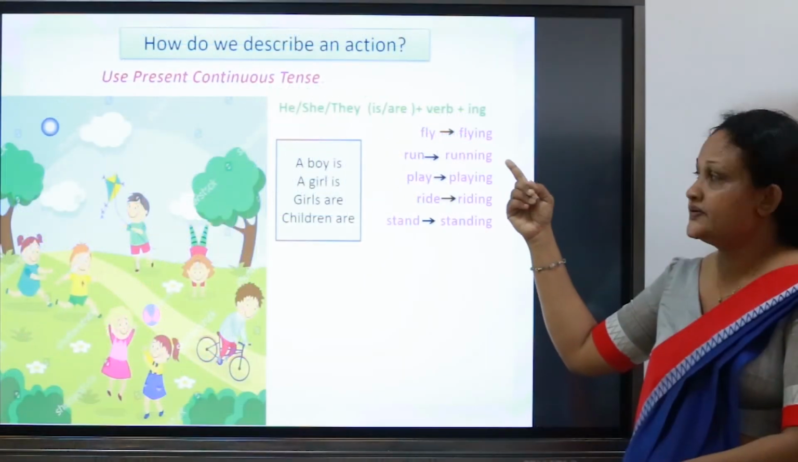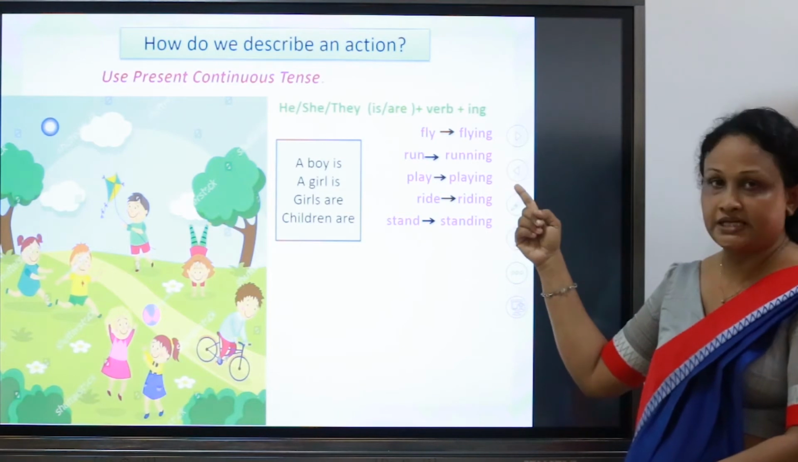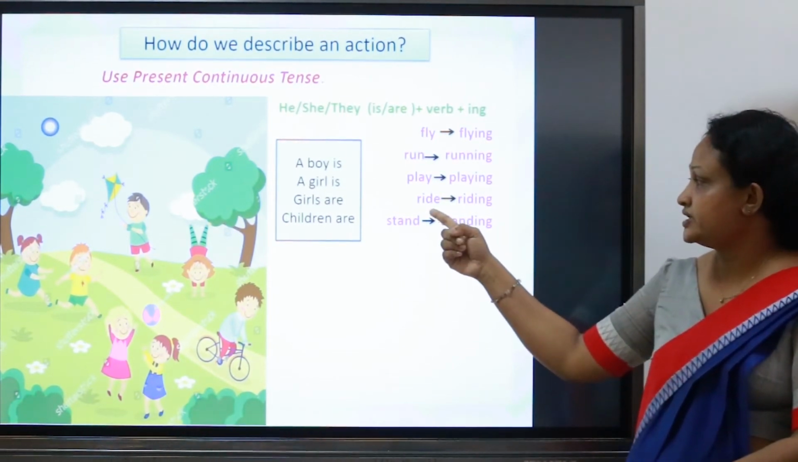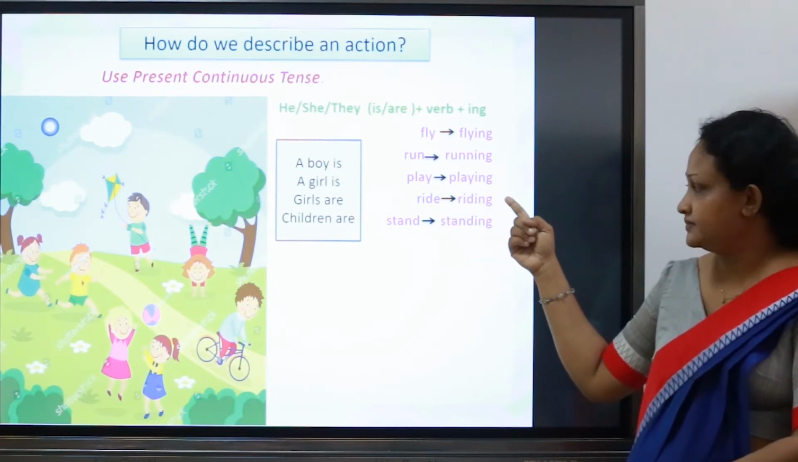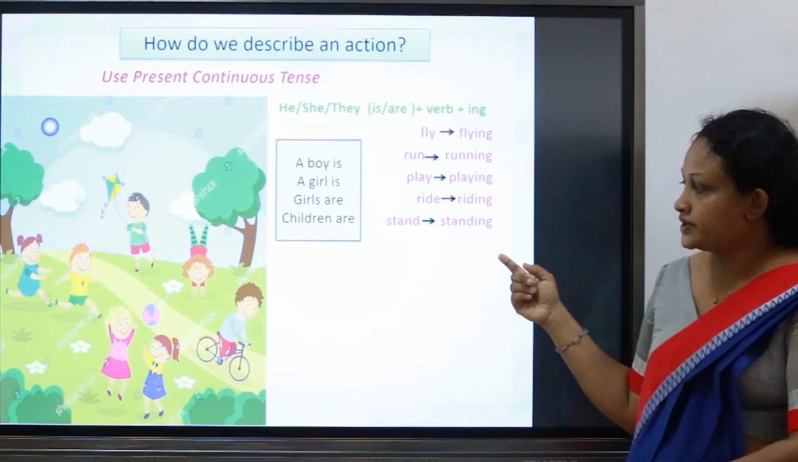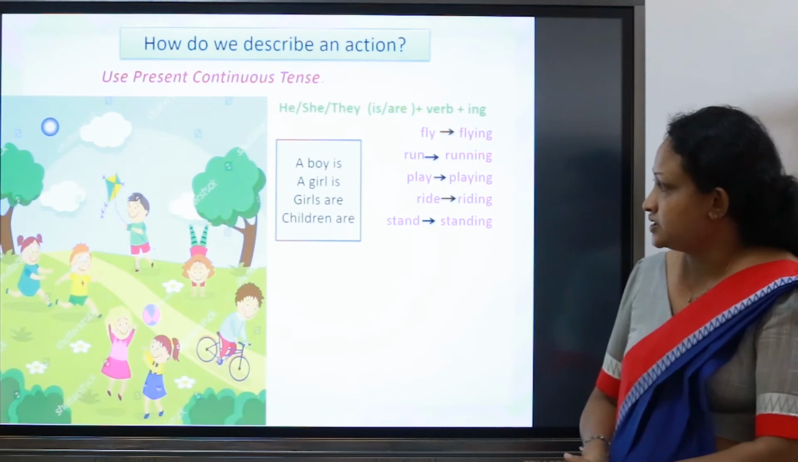And it will be running. Play will be playing. At the end of the verb, you have to put ing. And ride will be riding. And stand will be standing. Okay, now let's build up these sentences.